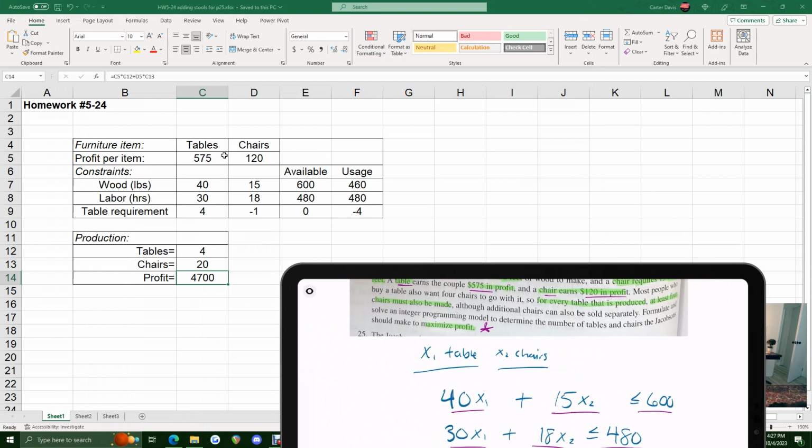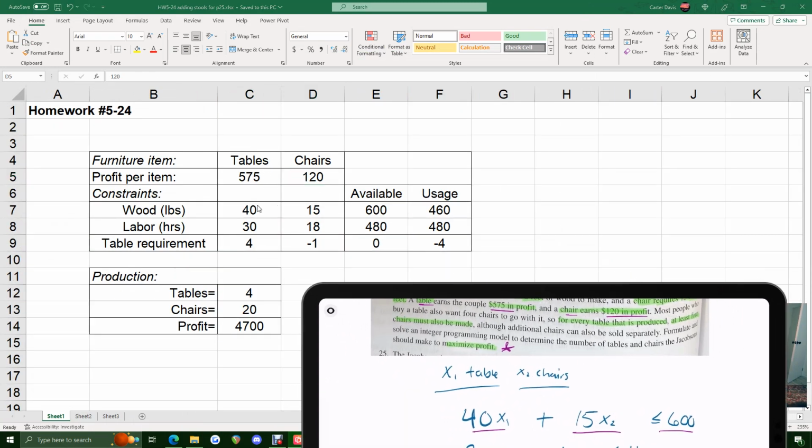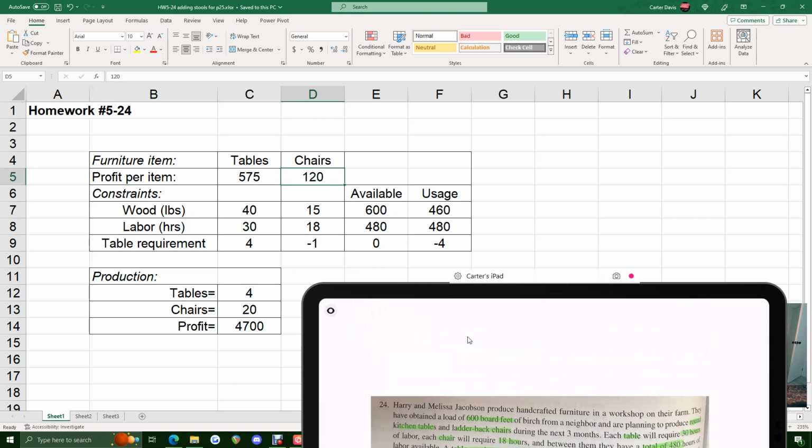Compare notes. Again, profit per item, table, chairs, pretty straightforward. The amount of wood is the whole board, 600 board feet. So there's 600 available. This is the amount per table and chair. Labor in hours, 480 available. This is that labor per item.